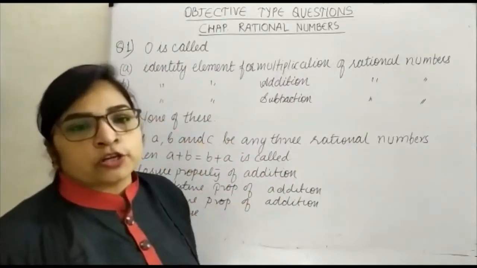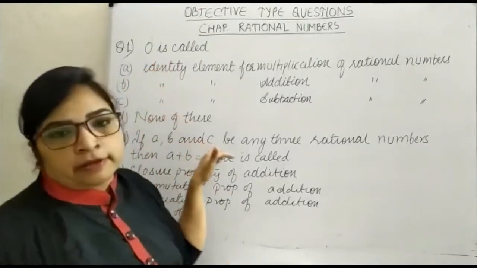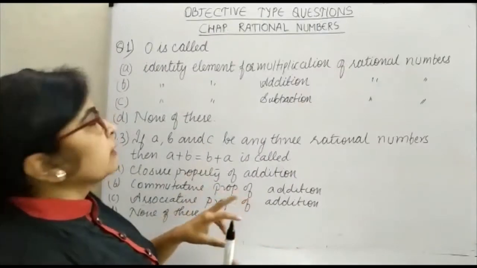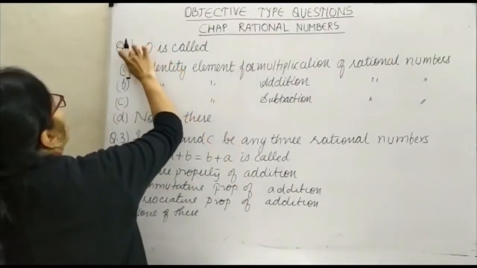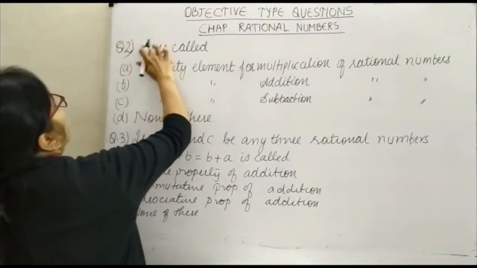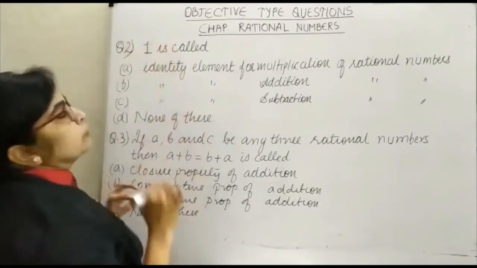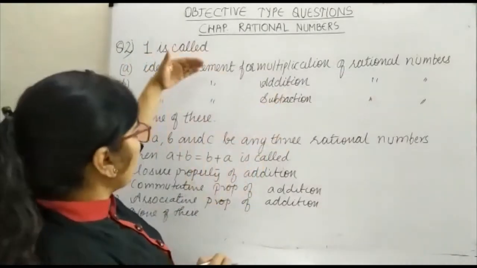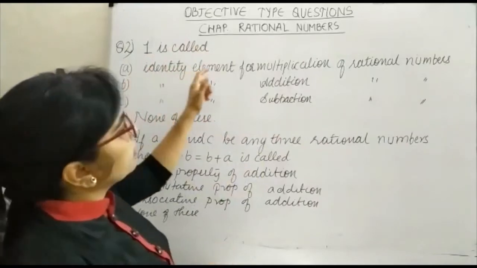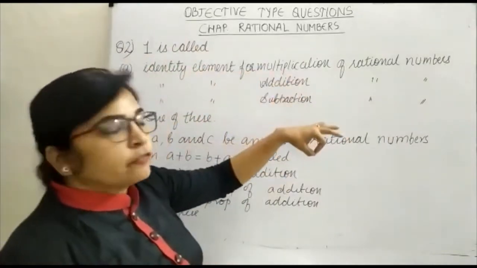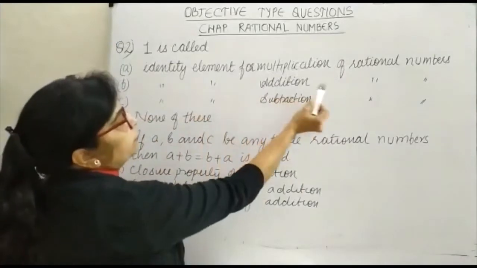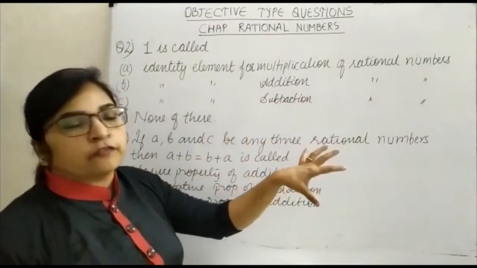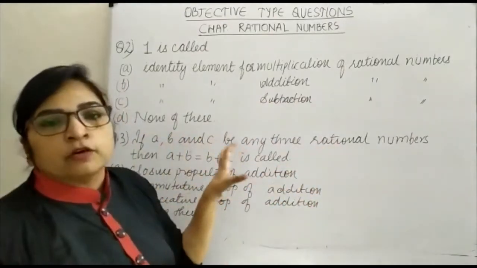आपका जो सेकेंड क्वेश्चन होगा आपके ऑप्शन सेम रहेंगे. For the second question your options are the same, but the question number will be 2, and here in place of zero, 1 will come. So your question number 2 is: 1 is called. Your options will remain the same. The first is identity element for multiplication of rational number, second is identity element for addition of rational number, third is identity element for subtraction of rational number, and the last option is none of these.